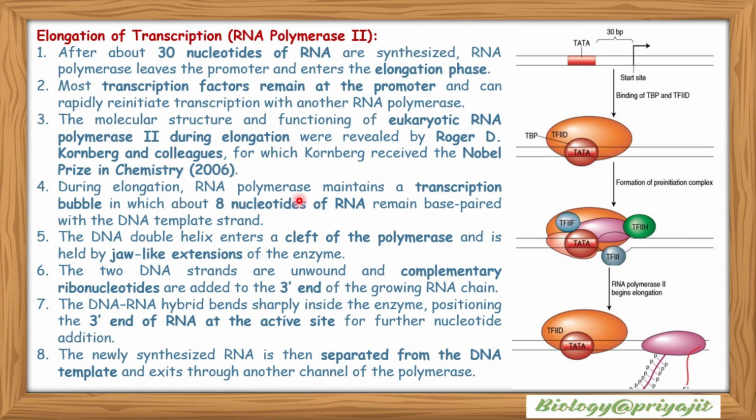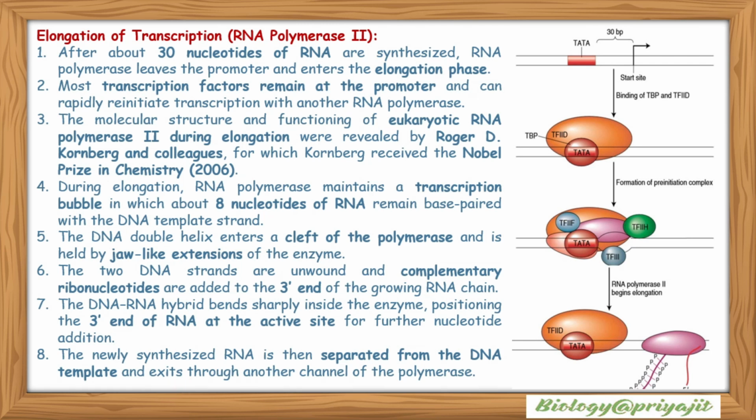During the elongation process, RNA polymerase maintains a transcription bubble in which 8 nucleotides of RNA remain base paired with the DNA template strand. The DNA double helix then enters a cleft of the polymerase and is held by jaw-like extensions of the enzyme. The two DNA strands are unwound and complementary ribonucleotides are added to the 3' end of the growing RNA chain. The DNA-RNA hybrid then bends sharply inside the enzyme, positioning the 3' end of the RNA at the active site for further nucleotide addition. The newly synthesized RNA is then separated from the DNA template and exits through another channel of the RNA polymerase.